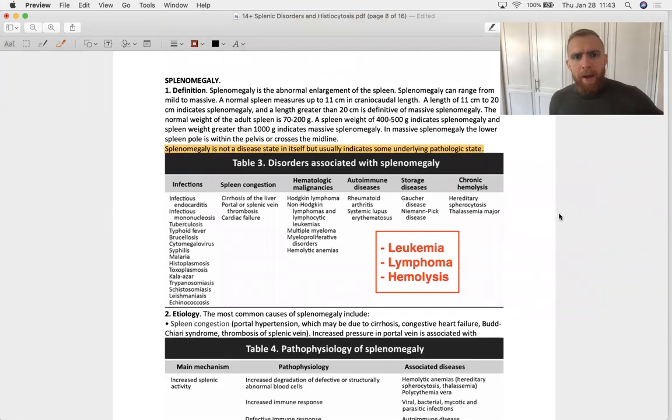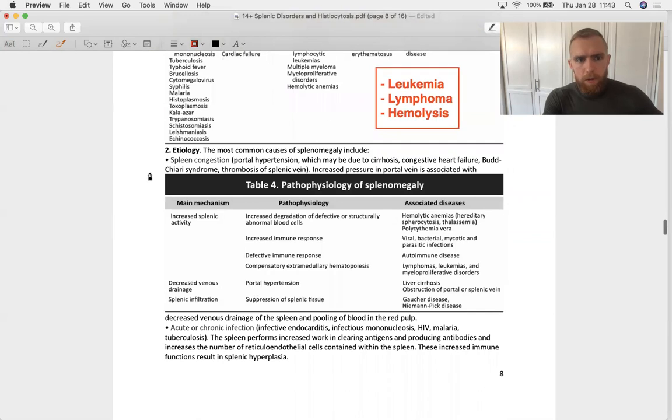Let's talk about splenomegaly. Splenomegaly is never a disease in itself, but usually indicates some underlying pathologic state. So the case that we talked about at the introduction of this SDL had splenomegaly in response to portal hypertension. So blood got backed up into the spleen. That's a very easy mechanical cause of splenomegaly. Common causes of splenomegaly include leukemia, lymphoma, and hemolytic anemias. Good table here, pathophys of splenomegaly.